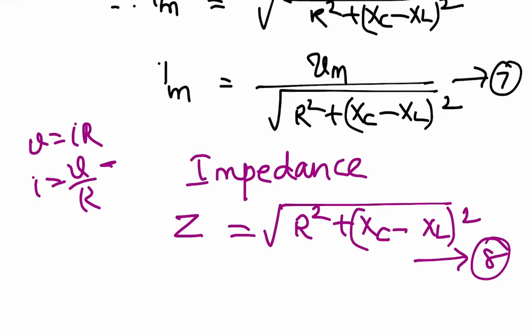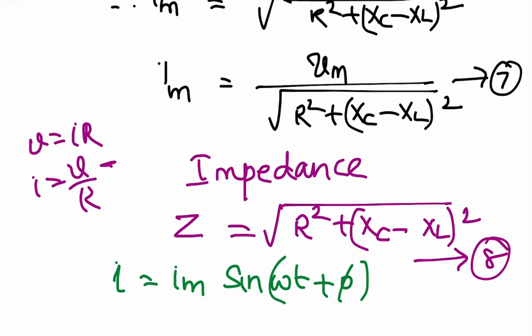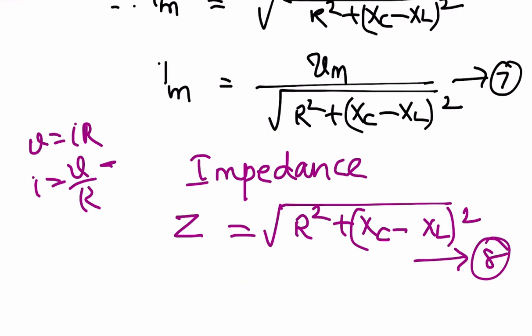The first one is the voltage equation, the second one is the current equation, and the current equation we already wrote: I is equal to Im sin omega t plus phi. This Im value we got here in equation number 7. Now after that, what is this phi that we need to know? So we need to know the phi value now. I'll take it down.